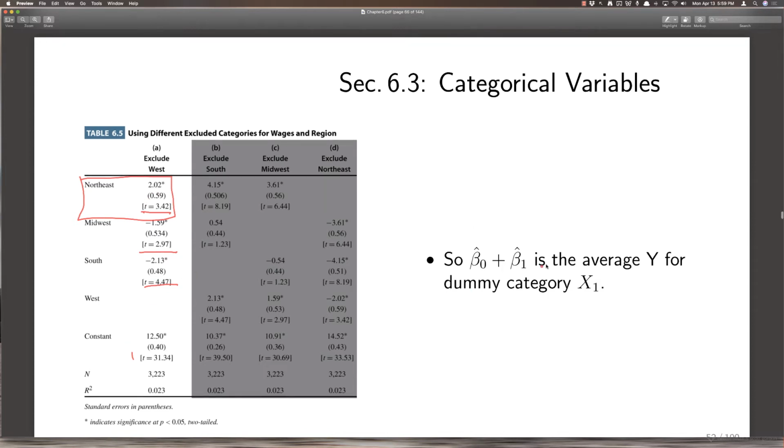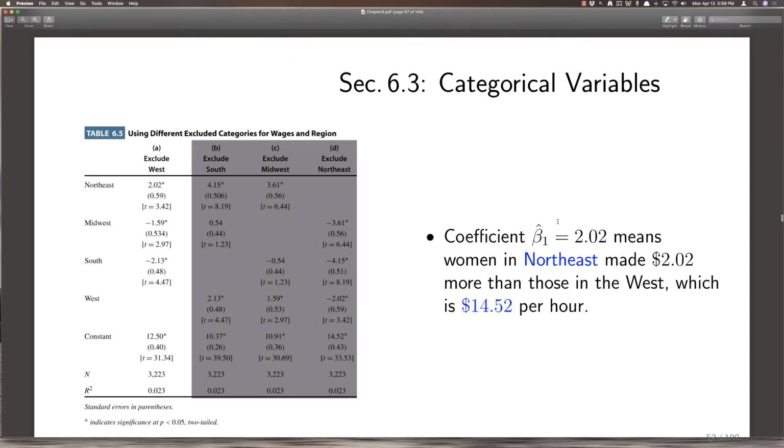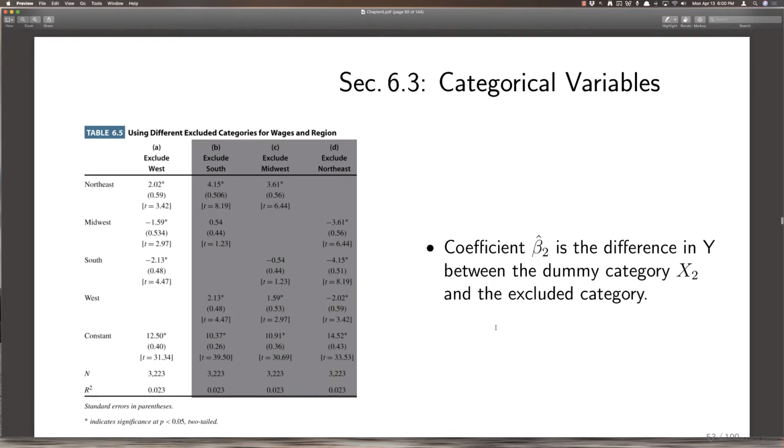So beta 1 hat plus beta naught hat is the average wages for this group. So if I add them together, I get 14.52. So 14.52 is the average wages of people in the Northeast. Notice those steps are very, very similar to what we did for the difference in means test. So coefficient beta 1 hat, 2.02, means women in the Northeast make $2.02 more than those in the West, which is $14.52 an hour.